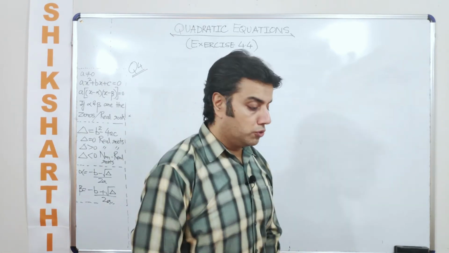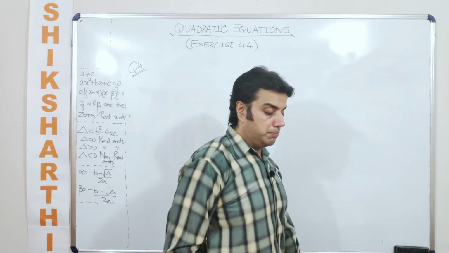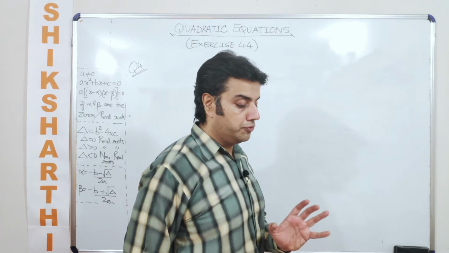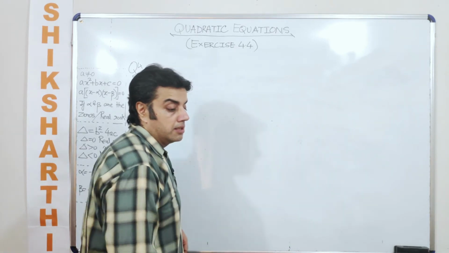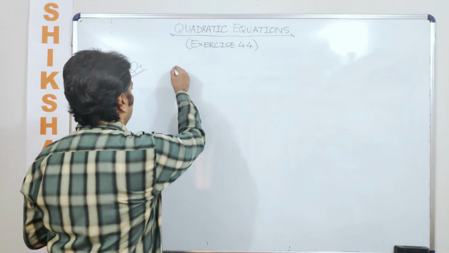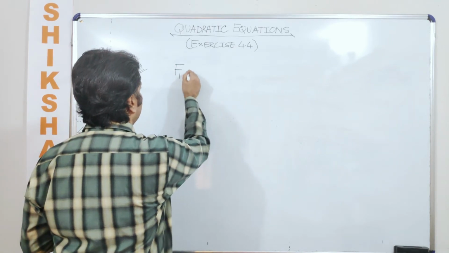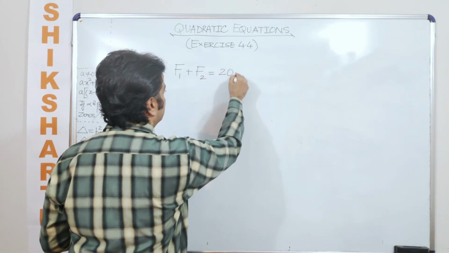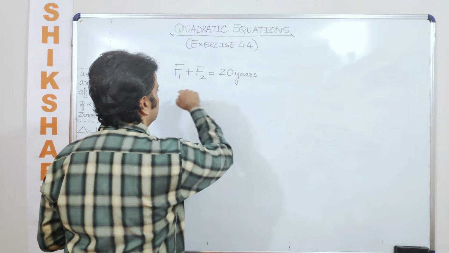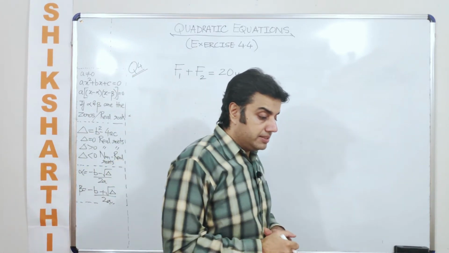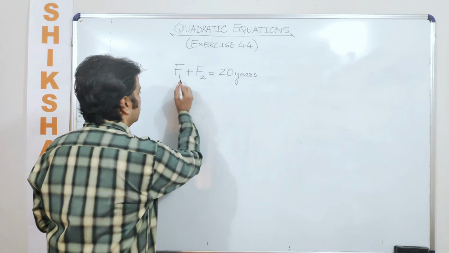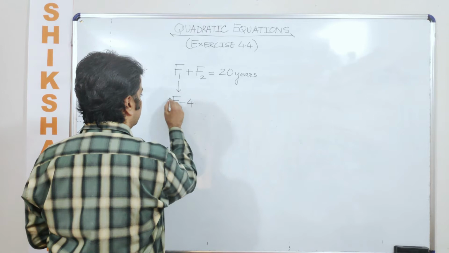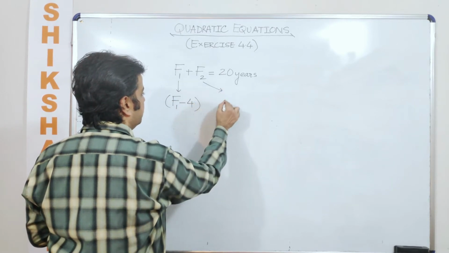So I'll read out question number 4 to you. Is the following situation possible? If so, determine their present ages. The sum of the ages of two friends is 20 years. Okay. So let us say one of the friends is F1 and the other friend is F2, and the sum of their ages, as on date, is 20 years. Right? Next, 4 years ago. So 4 years ago, this friend would have been 4 years younger, and even this friend would have been 4 years younger.